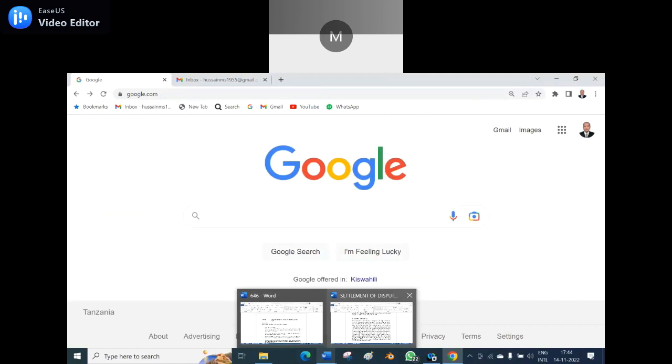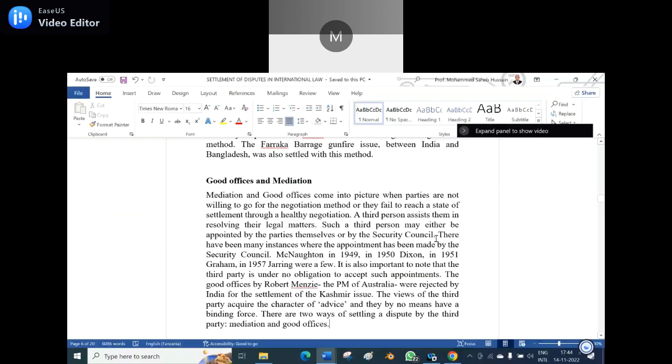Okay, no matter. So now, the Security Council will appoint such a state which will not be close to any one of the states, nor close to the border of any other country. There have been many instances where the appointment has been made by the Security Council. So the Security Council will interfere in the matter of the two-country dispute and try to resolve the dispute.